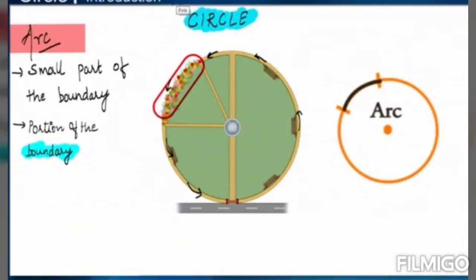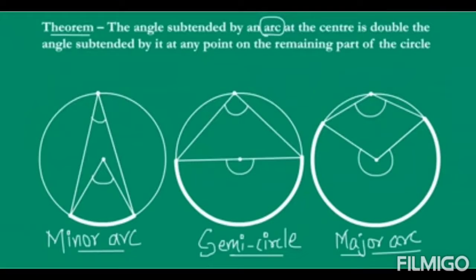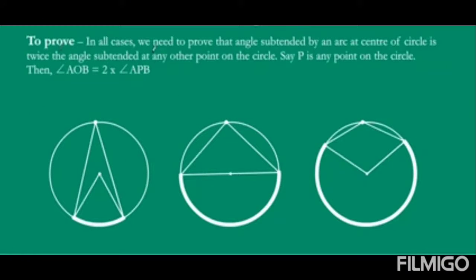Here in the statement there is a very important word, that is arc. Now you can see the arc can be a minor arc. In the second case, the arc can be a semicircle, or in the third case the arc can be a major arc.